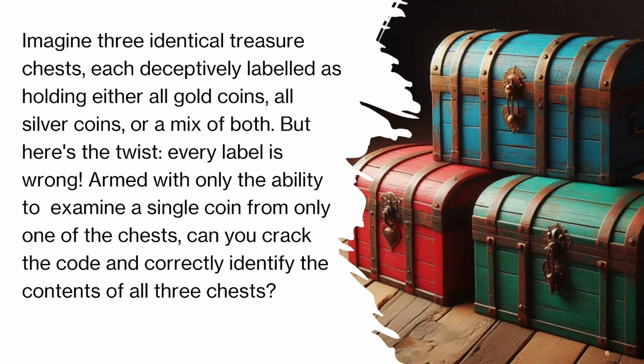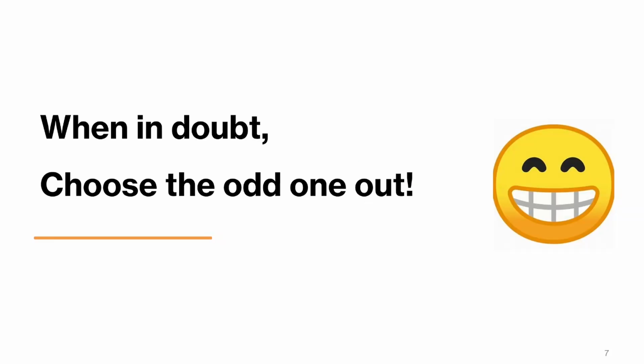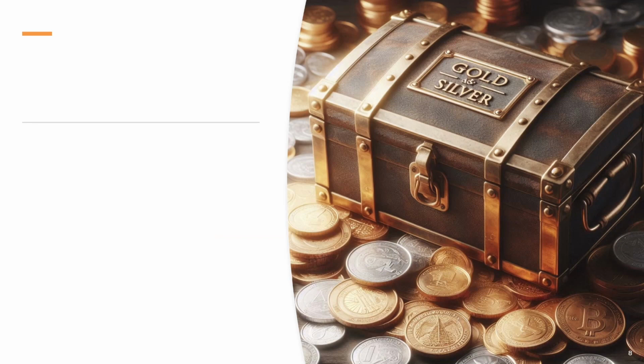But there's a condition. You can only pick one coin from any of the chests and from that you are supposed to correctly label all the 3 chests. So what will you do? When in doubt, choose the odd one out. Yes, you would definitely pick up the one which is wrongly labeled as gold and silver. You can be sure that it doesn't contain both gold and silver because it is wrongly labeled.